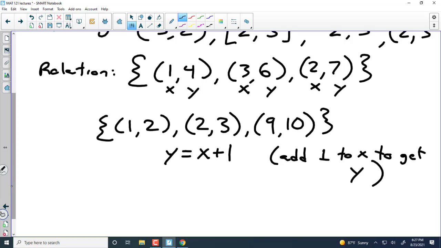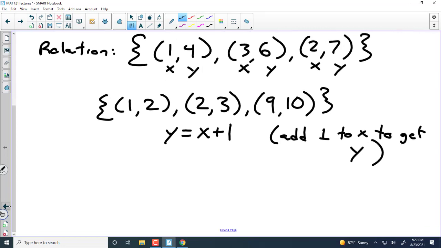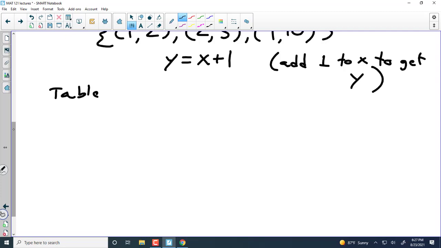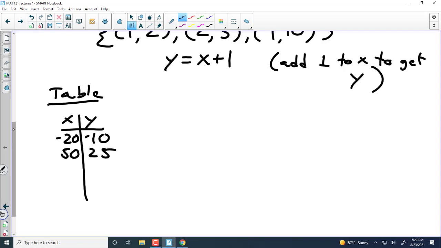This is not the only way you'll see a relation in this class. You might see them in a table. Sometimes someone says, I'm going to give you a table and call that a relation instead. So they might go like this: x, y; -20, -10; 50, 25; 2, 1; 8, 4, something like that. You can probably spot the rule there. How do I get from x to y? Cut it in half, divide by 2. That's a relation also. And one that you'll occasionally see when you're talking about relations is a mapping. We don't use this one very often.